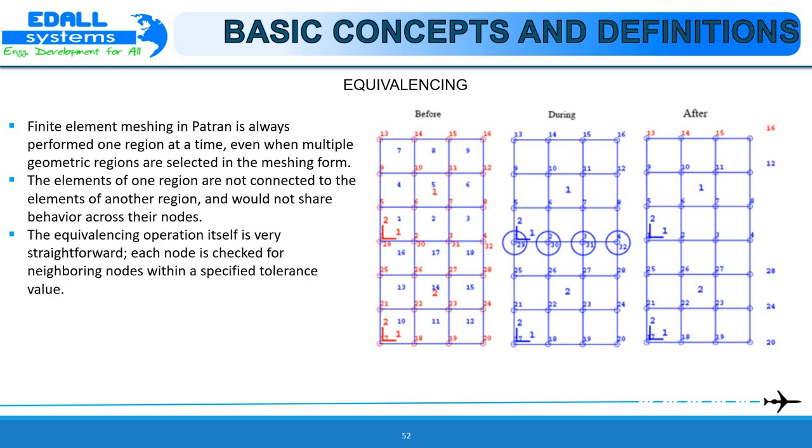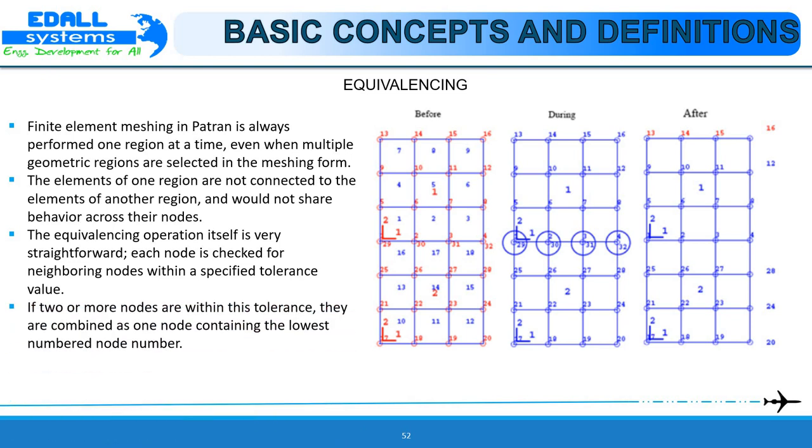Equivalence must be explicitly performed by you prior to analysis. Failure to equivalence generally produces invalid analysis results. For example, unconnected regions are free to fly off into space in a structural analysis. Patran does not automatically inform you that the regions have not been equivalenced prior to an analysis.